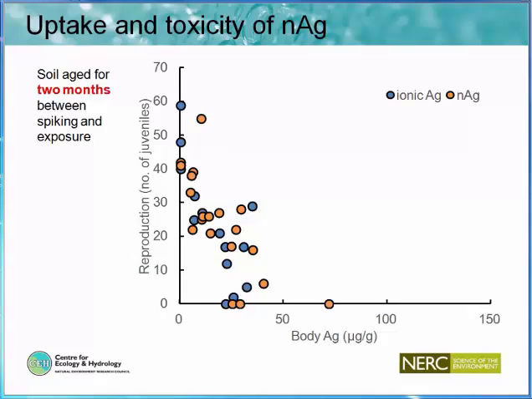And in this case, the most likely explanation is that that silver has essentially dissolved. So that after 2 months, you're simply exposing the worms to ionic silver that you spiked into the soils, or ionic silver that's dissolved from the silver nanoparticles that you spiked into the soils. So this tells us useful and important information about the potential behavior of nanoparticles if they get into soils. Maybe they don't stay as nanoparticles. What do you do about risk assessment then?